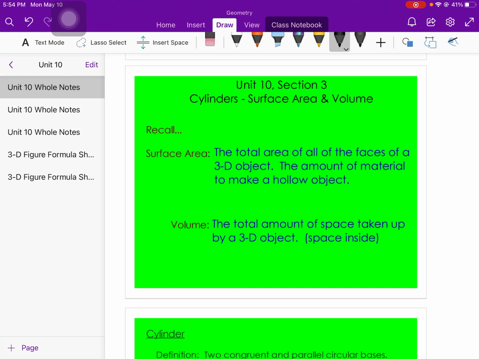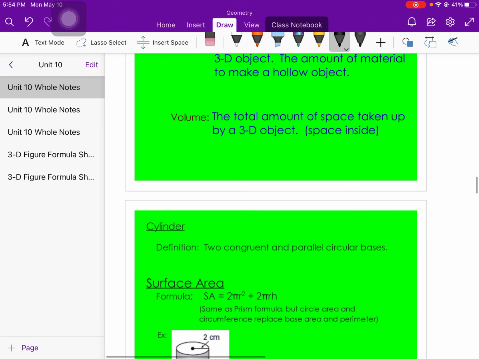Today we're talking about cylinders with the surface area and volume. Recall that surface area is the total area of all of the faces of a three-dimensional object. It's the amount of material to make a hollow object. And then volume is the total amount of space taken up by a 3D object, so it's that space inside of it.